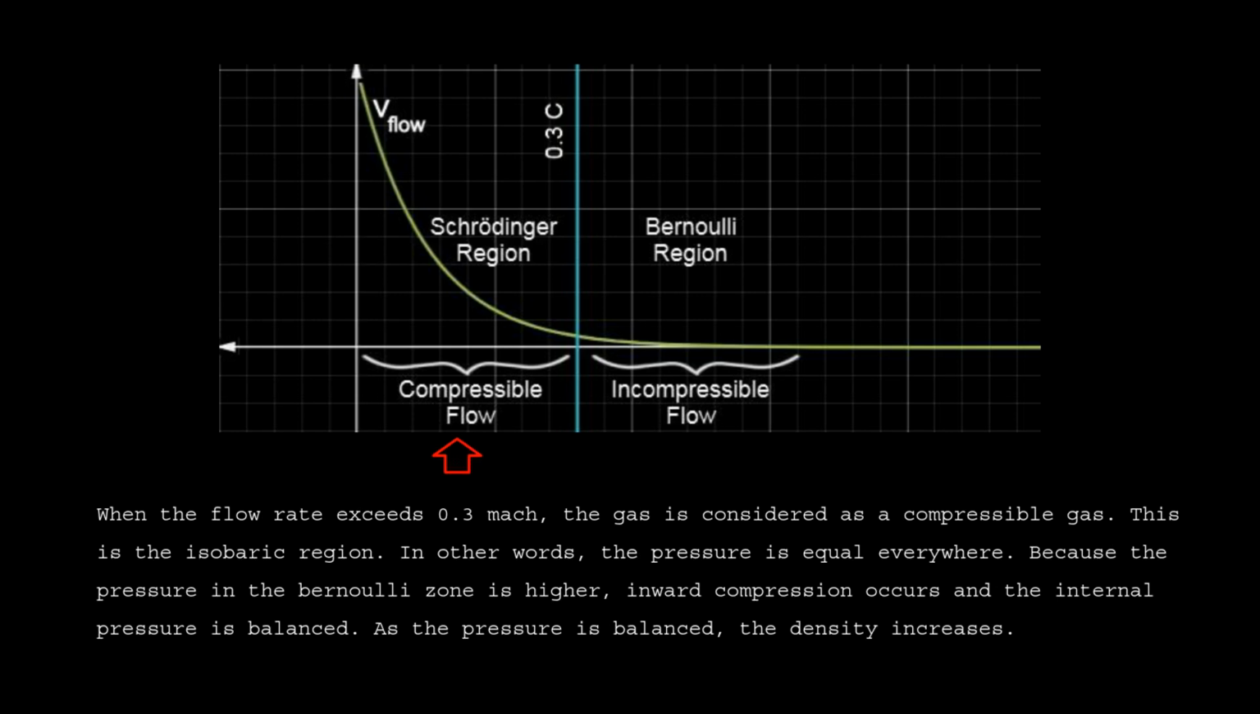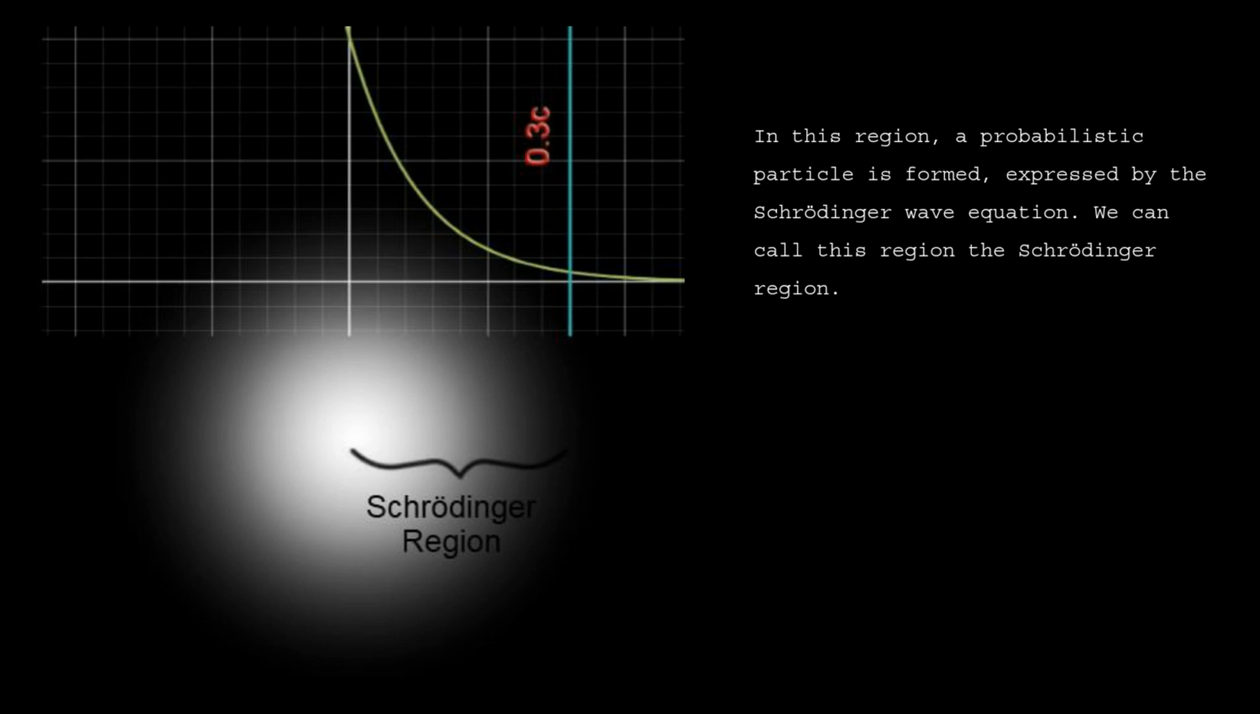When the flow rate exceeds 0.3 Mach, the gas is considered as a compressible gas. This is the isobaric region. In other words, the pressure is equal everywhere. Because the pressure in the Bernoulli zone is higher, inward compression occurs and the internal pressure is balanced. As the pressure is balanced, the density increases. In this region, a probabilistic particle is formed, expressed by the Schrödinger wave equation. We can call this region the Schrödinger region.